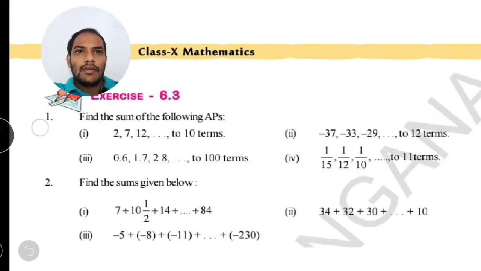So here the first bit is completed. Find the sum of the following APs. Let's do the second bit. Find the sums given below. So what is the difference between these two bits?